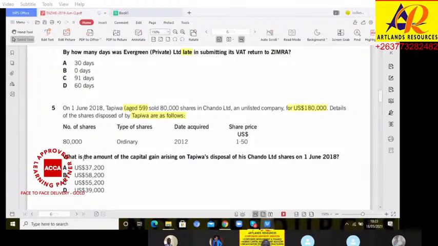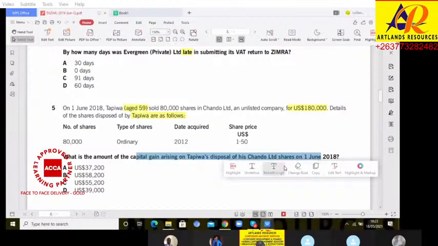And then the question is, what is the capital gain arising on Tapiwa's disposal of shares on 1 June? Meaning, if the question says on 1 June, they are asking for the capital gain which Tapiwa should have paid on that date.